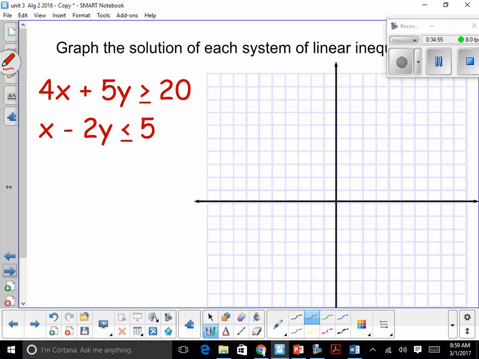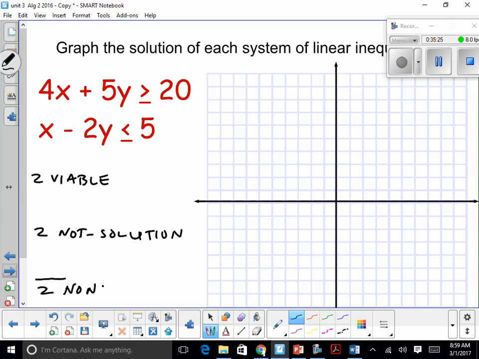2 viable. I'll be walking around. I may not check mark these. 2 not solutions. And 2 non-viable. Alright, I'll be walking around, but I won't be checking. No negatives on viable solutions. The other 2 guys, non-viable, not solution.